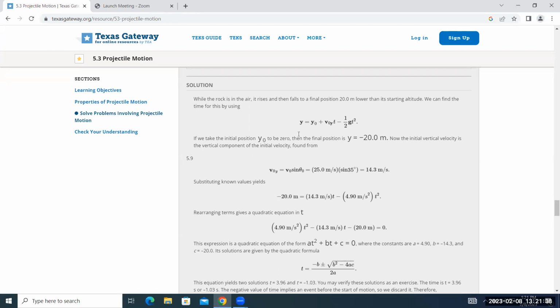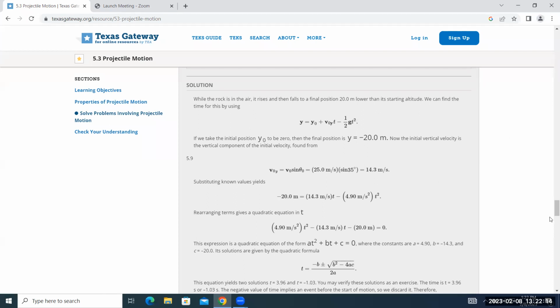So we go back to our initial equation and we say our final y position is our minus 20 meters. Our initial y position was 0, so it goes away, plus our v naught times t. Well, we know our v naught is 14.3 times t. We need that. And then if we take our negative 9.81 times 1/2, you get a 4.9 meters per second squared, remembering your negative sign there, and times t squared. Don't forget the square in this thing.